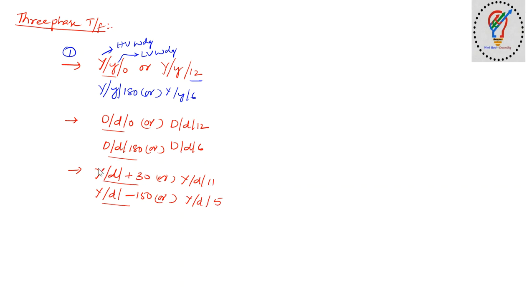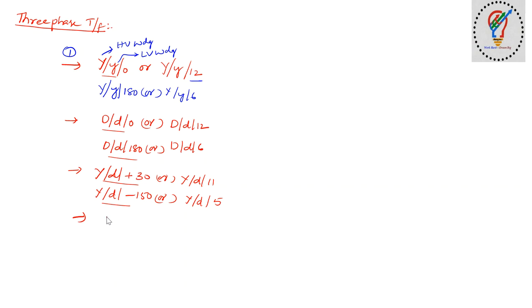Now here Y, as we discussed, is the HV winding, which is star connected, and D is the delta connected winding, which is the secondary winding of this transformer. Next we will write the configuration here.